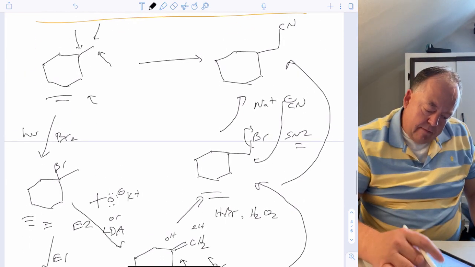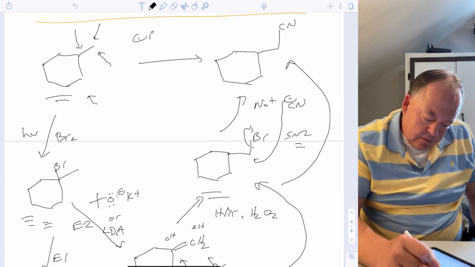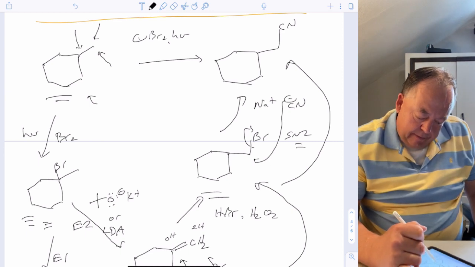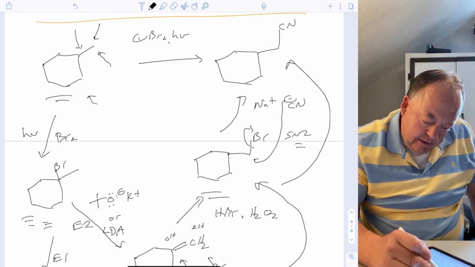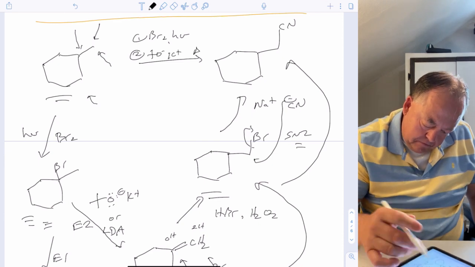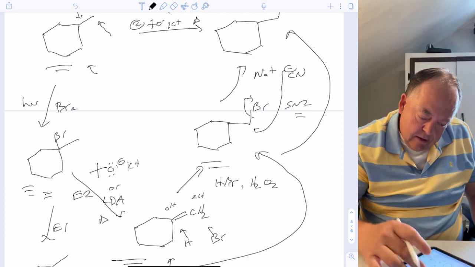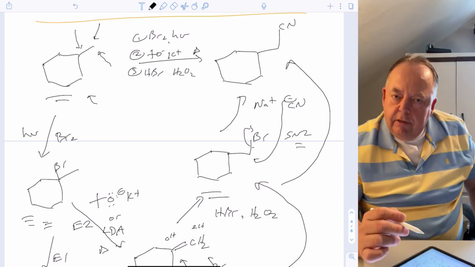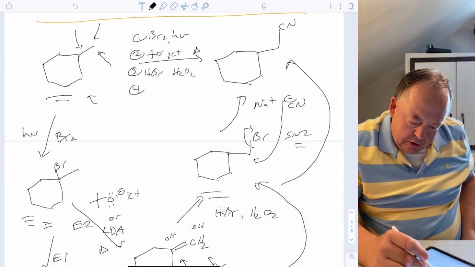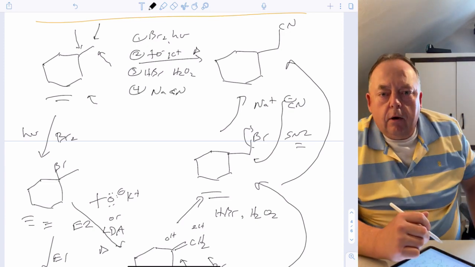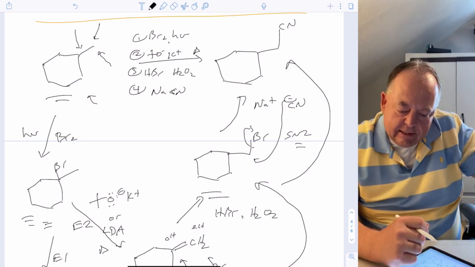So you would start with methylcyclohexane, and you would do a free radical bromination to make 1-bromo-1-methylcyclohexane, and then you would do an E2 elimination. So let's throw some heat in there to make the alkene, and then you would do anti-Markovnikov addition of HBr, and then you would do an SN2 reaction, and you would have the product. You would have to do a sequence of 4 reactions to get to the product.